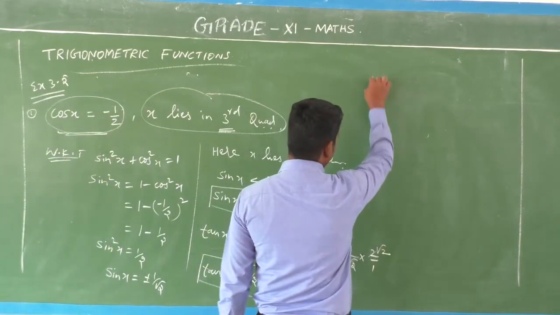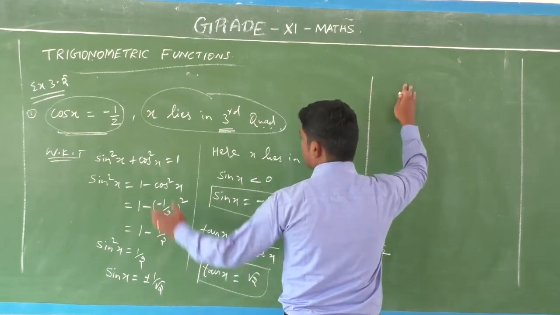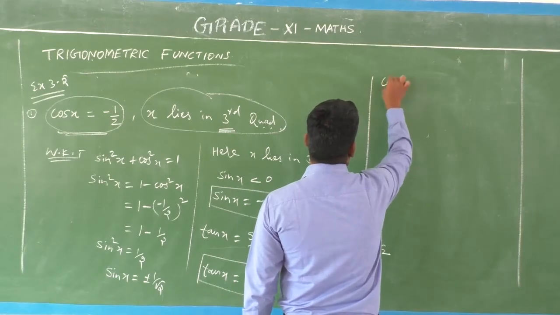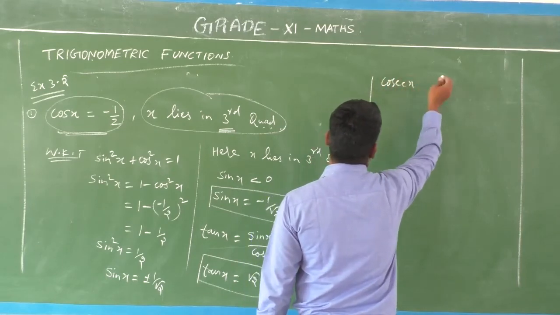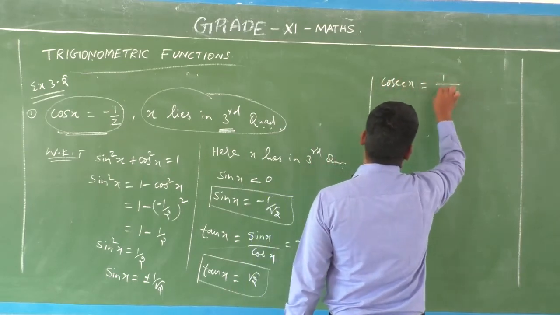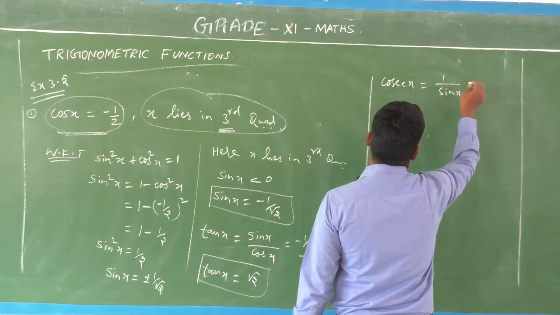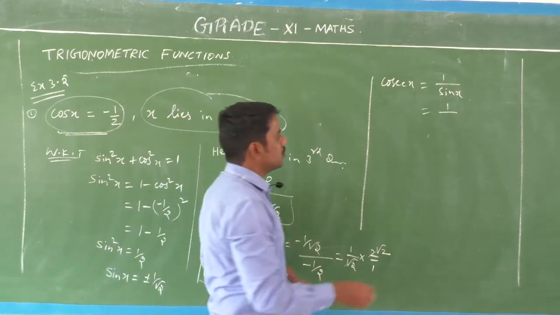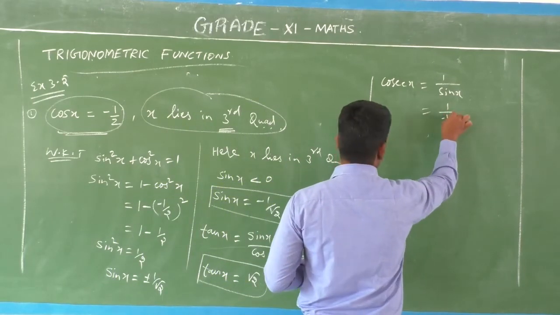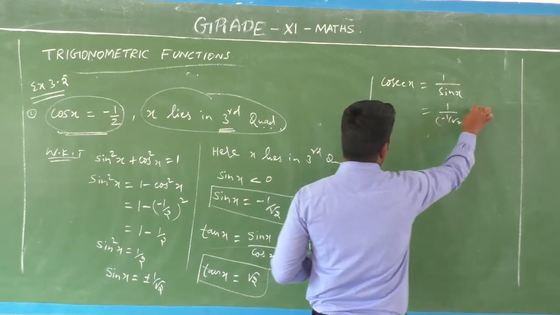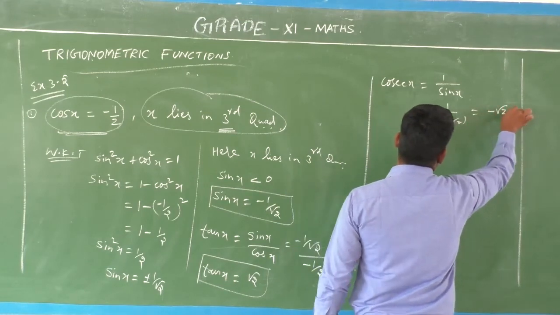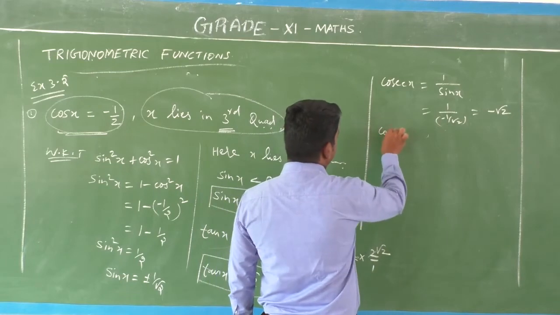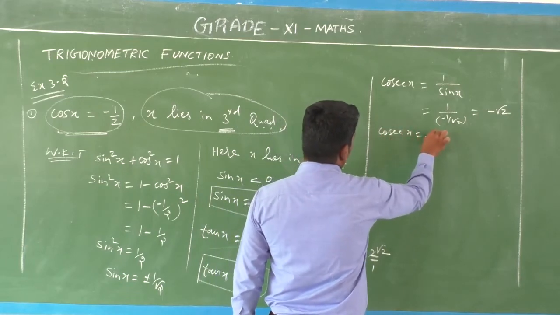Next, the other trigonometric ratios are the reciprocals of cos x, sin x and tan x. So cosecant x is equal to 1 by sin x. The value of sin x here is minus 1 by root 2, so 1 by minus 1 by root 2 is equal to minus root 2. Cosecant x is minus root 2.